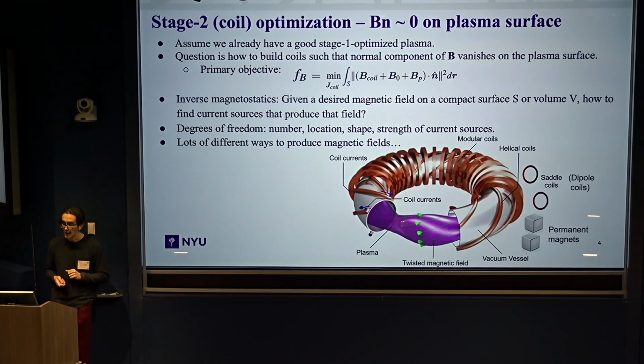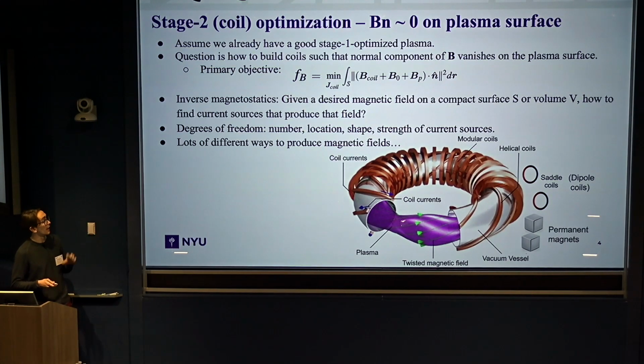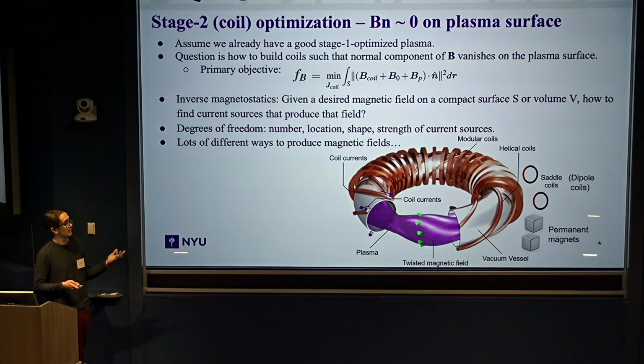Importantly, I do want to point out this is a wider class of problems called inverse magnetostatics. You're given a B field on some surface or volume, and you want to find current sources to produce the field. And you can have lots of degrees of freedom, and in fact, lots of different ways to produce magnetic fields.